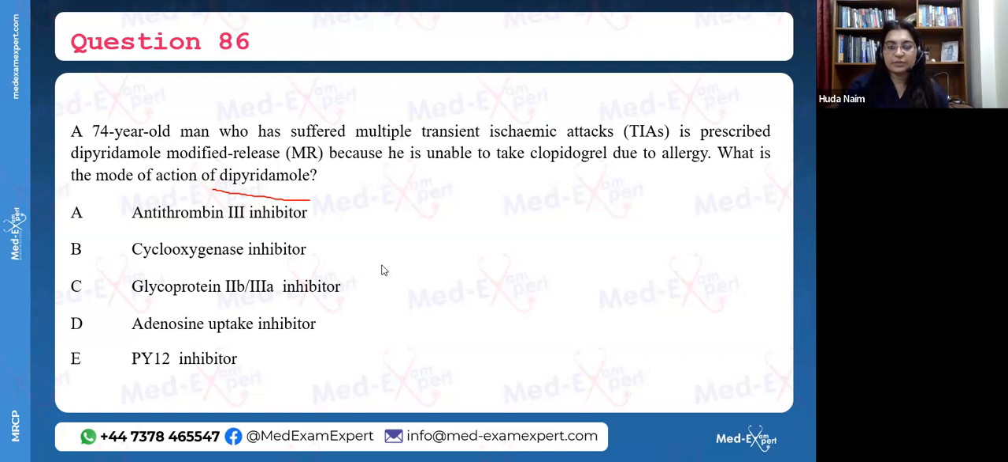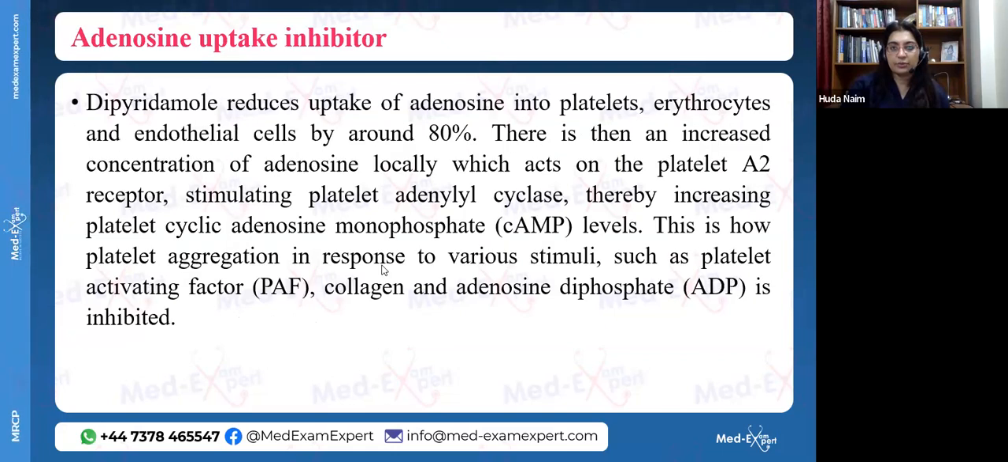D. Yes, Dr. Smiline, you're correct. It's an adenosine uptake inhibitor. Basically, dipyridamole reduces the uptake of adenosine into the platelets, so it increases the concentration of adenosine. It's an antiplatelet. It inhibits platelet aggregation.